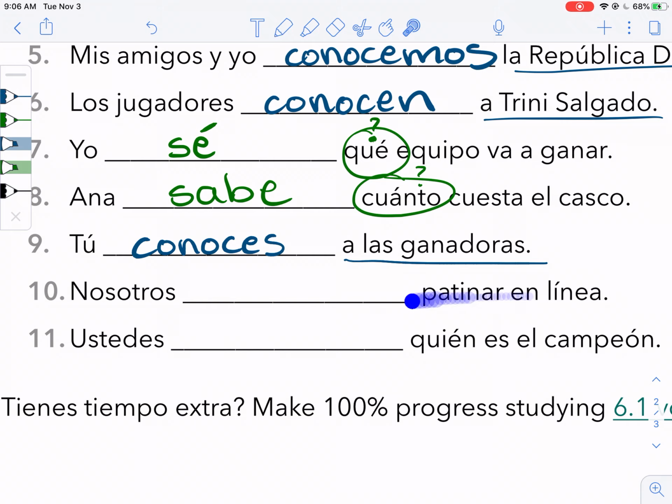Número 10. Nosotros patinar en línea. We know how to inline skate. I don't, but apparently we do. So that would be sabemos.